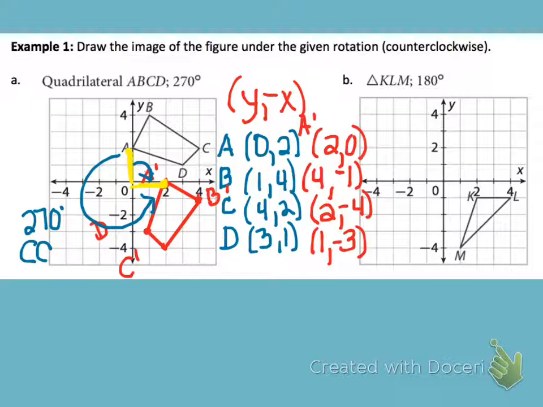So really all you need to be able to do is identify the rule that you're going to use, the coordinate rule, apply the rule to the coordinates, and then plot the new points and connect them to get your new rotated figure.